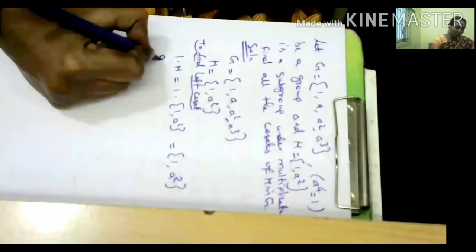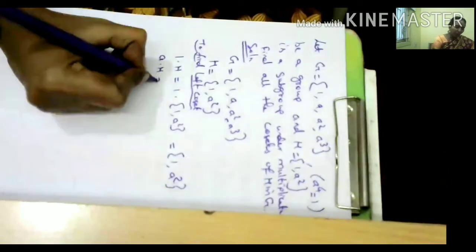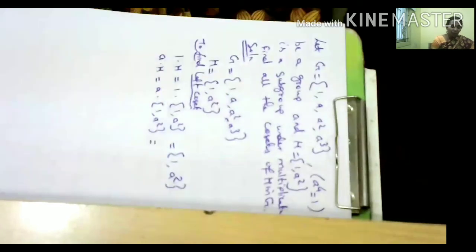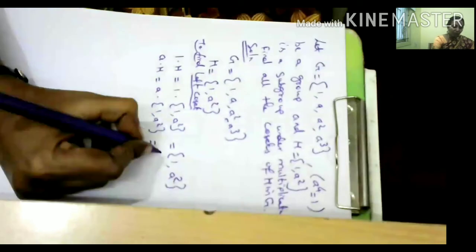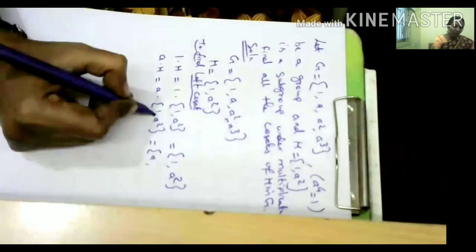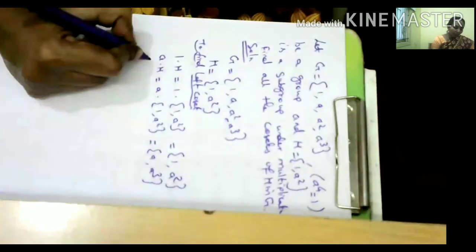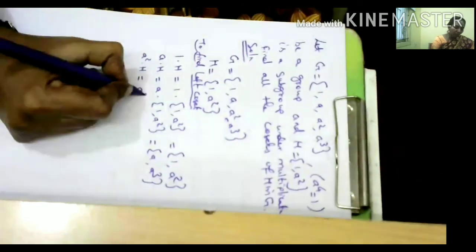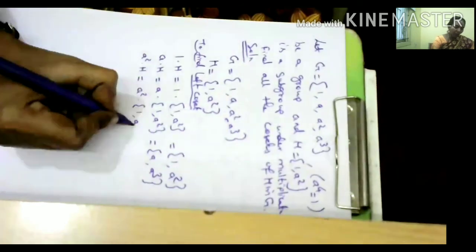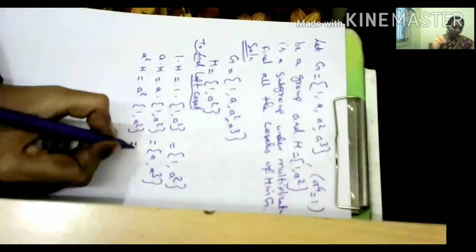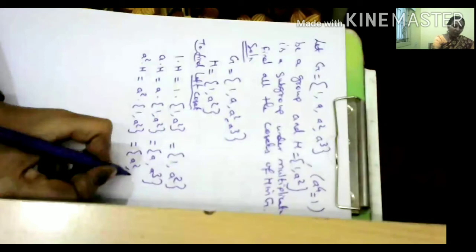The next element from capital G is a. Multiply a with H: a into 1 comma a square. The answer is a into 1, this is a. a into a square is a power 3. The third element is a square into H, which is a square into 1 comma a square. Multiply it: a square into 1 is a square, and a square into a square is a power 4.